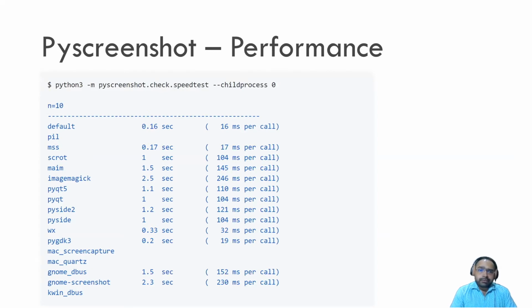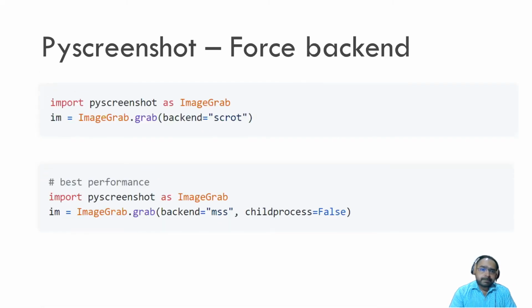Now again we are checking the performance, but here we are adding a small tweak, that is we are setting child process equal to 0. And when we set child process as 0, we can see that there is a difference with respect to the performance, and you can choose the fastest one depending on your requirement. Now you can also make some more settings. For example, you can force some module as the backend, and you can also set child process as false. So in this case, you can achieve more speed.